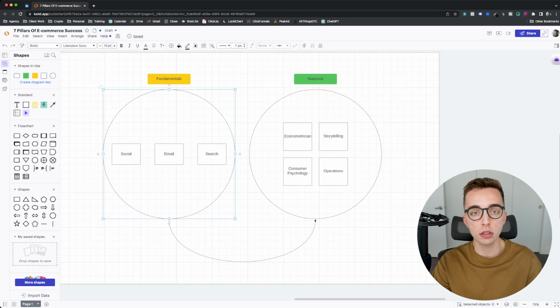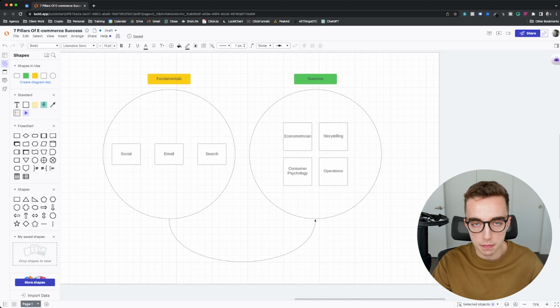As an example, somebody could grow a brand amazingly. They could be a master at Facebook ads, right? And also a master at being an econometrician. They know their numbers to the T. They can still scale a great brand. They don't need to be a master at storytelling. They don't need to be a master at operations. If they just master Facebook ads and their numbers, they can scale.